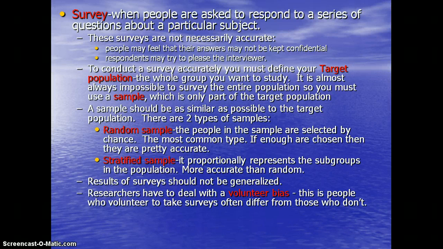Researchers have to deal with something called a volunteer bias. It's when people who volunteer to take surveys often differ from those who don't. You think about those people who call on the phone. Who likes to talk to people on the phone at night? I don't. Chances are old people love to talk on the phone, and they usually have a certain axe to grind. They want their opinion to be heard, so that's why they're going to volunteer to do it. So they're somewhat biased.